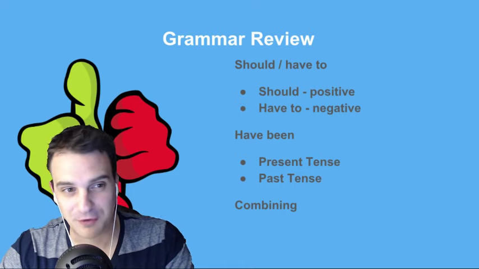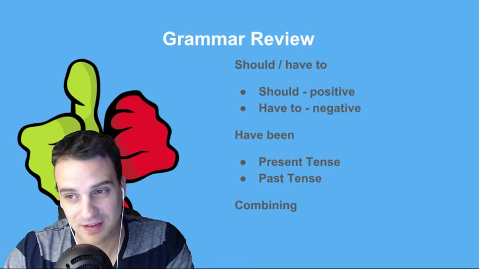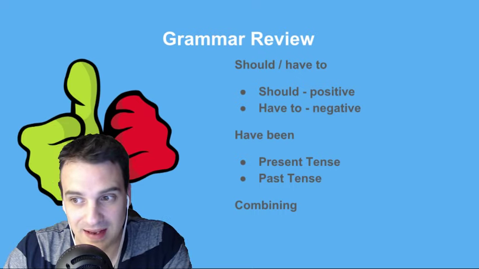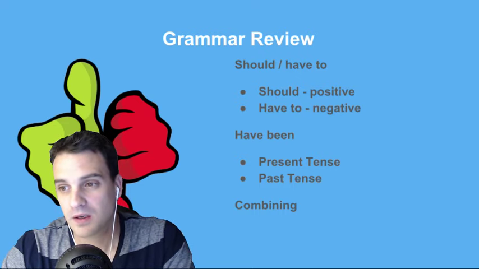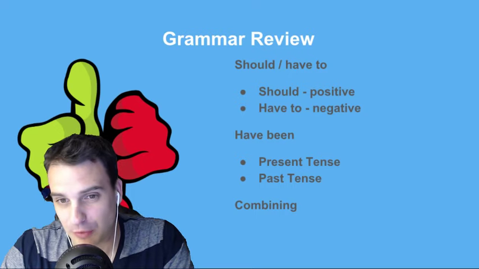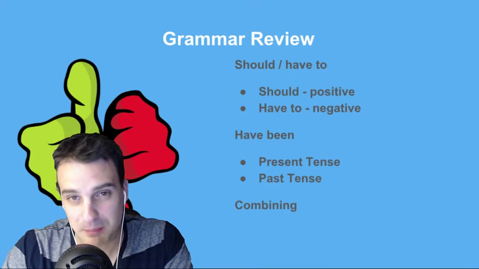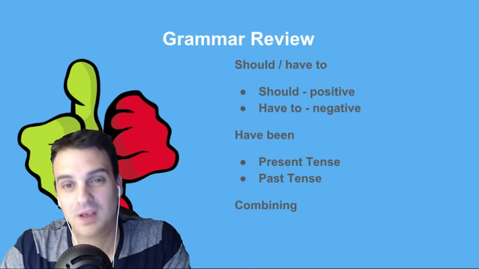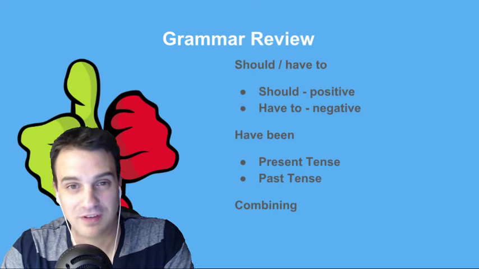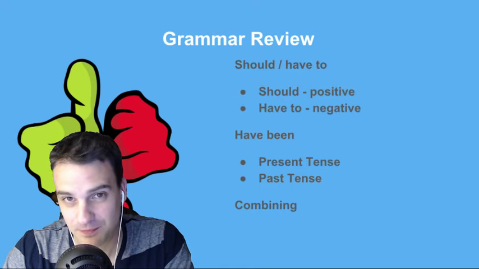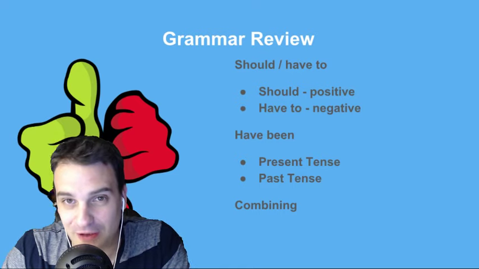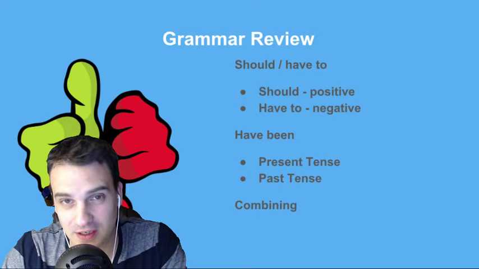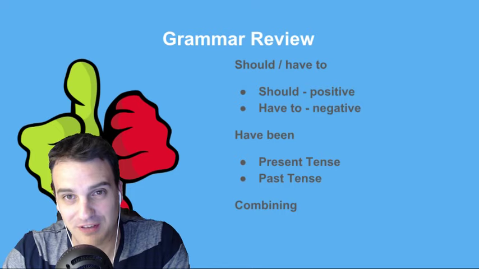So, for example, should, a positive thing: I should study so I can pass my test. In this case, we will say should because passing the test is positive. We do want to pass. Negative, you could say: I have to study, or I will fail my test. I have to study or I'm going to fail.